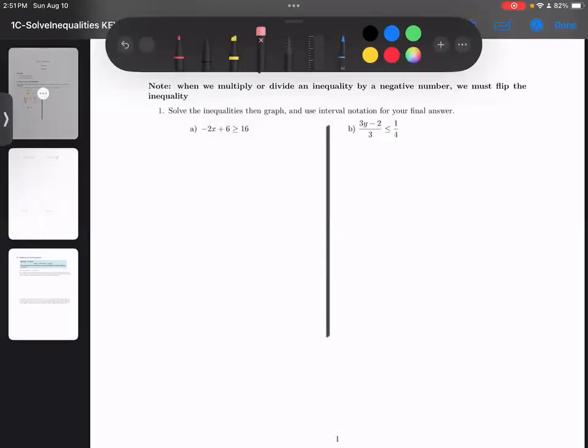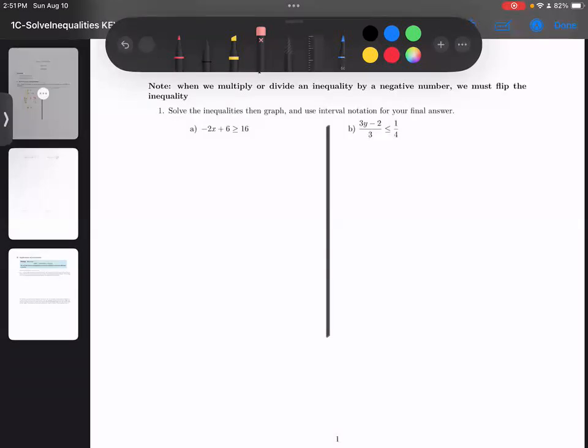All right, everyone, let's talk about solving linear inequalities. Solving linear inequalities is pretty much like solving linear equations, except for one important thing to remember, and this is where a lot of mistakes happen: if you multiply or divide an inequality by a negative number, you have to flip the inequality sign. So greater than becomes less than, and vice versa.